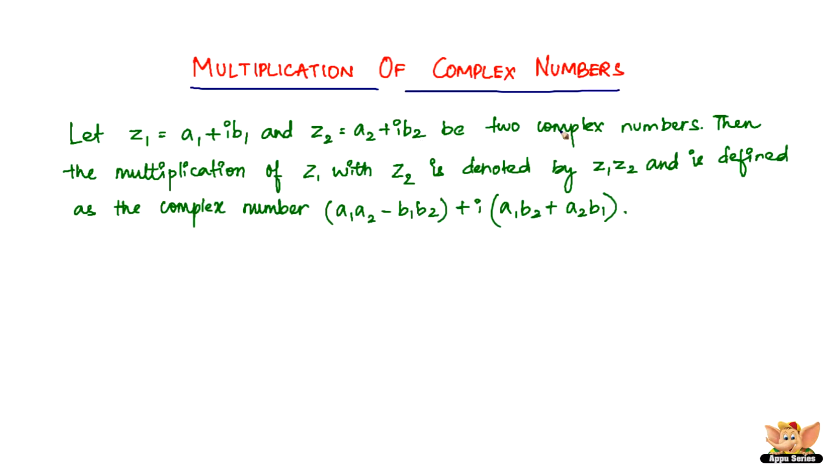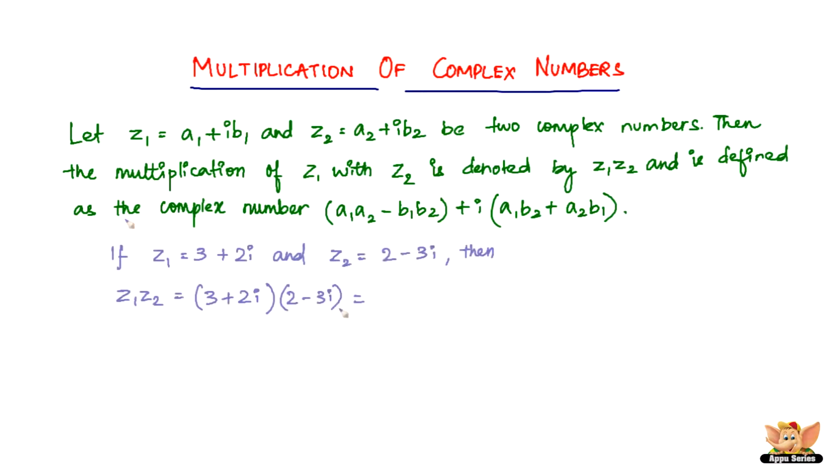Well, this is just an explanation and pretty much theoretical. Let's quickly look into an illustration to understand in more detail what multiplication of complex numbers is all about, and what exactly happens in the multiplication of complex numbers. All right, so here we have an illustration. If z1 equals 3 plus 2i and z2 equals 2 minus 3i, then z1 times z2 will be equal to (3 plus 2i) times (2 minus 3i), right?